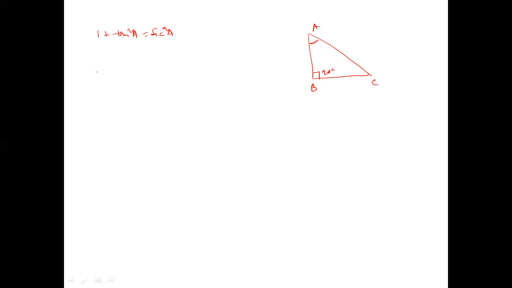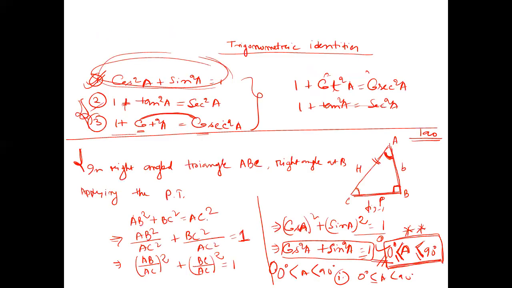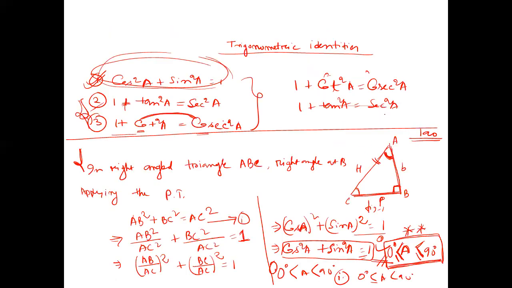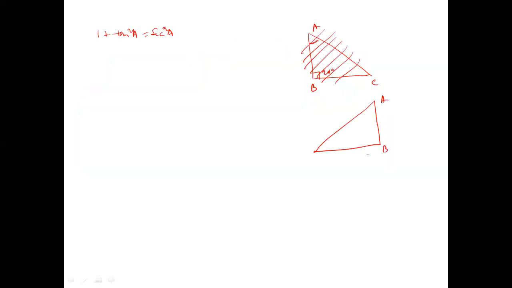Now see, again apply the Pythagoras theorem. You can give this number 1. So let me draw the triangle correctly. If you draw it on this side, it will be like this: A, B, C, and we are discussing angle A. Now see, again the Pythagoras theorem is AB square plus BC square equal to AC square.